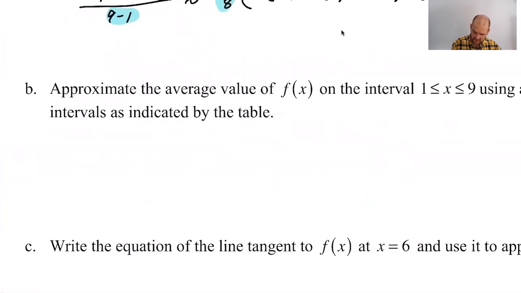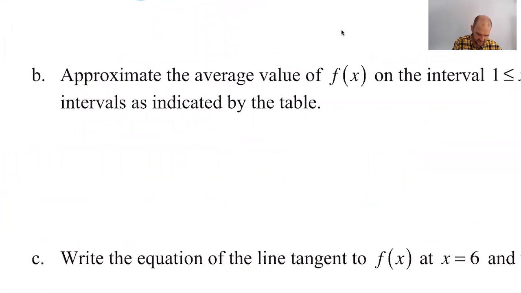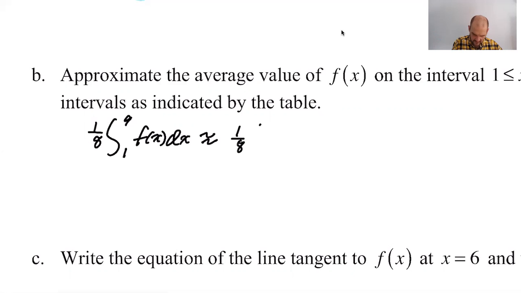Okay, so trapezoidal sum, so we're going to say the average value. I'll just write it as 1/8 the integral from 1 to 9 of f of x dx. Got to vary it up, you know. Always try to think of other ways you can represent things. Is approximately 1/8. Okay, and then there's a 1/2 because we're doing trapezoids.